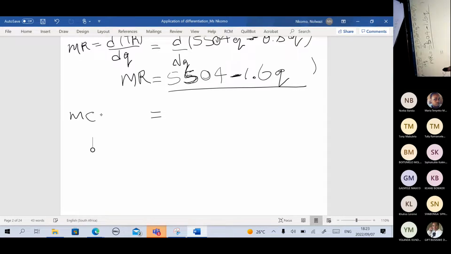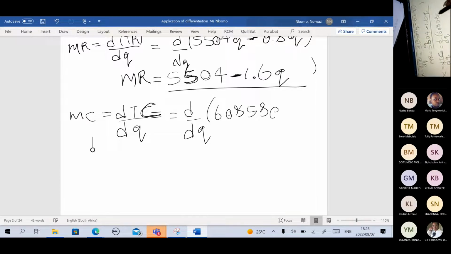So we have the marginal revenue as 5,504 minus 1.6Q. And we also need the marginal cost, which is equal to the derivative of the total cost with respect to Q. We know that the total cost is 608,580 plus 120Q. So what would be our marginal cost in this case? We just have to differentiate this function with respect to Q. If we do that, what do we get? 120. Okay, we have 120.